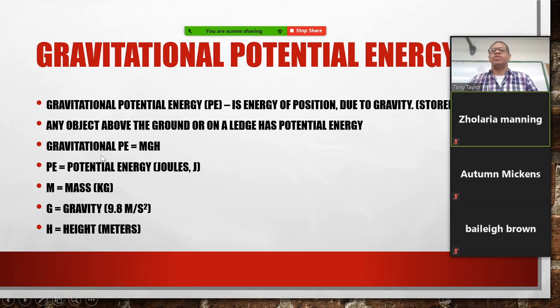So guys, here's what you need to know. The equation for gravitational potential energy is an object's mass times 9.8 times height. M stands for mass, G stands for 9.8, the acceleration of gravity, and H stands for your height in meters. We're going to see some examples of that in a moment, whenever we do those calculations.